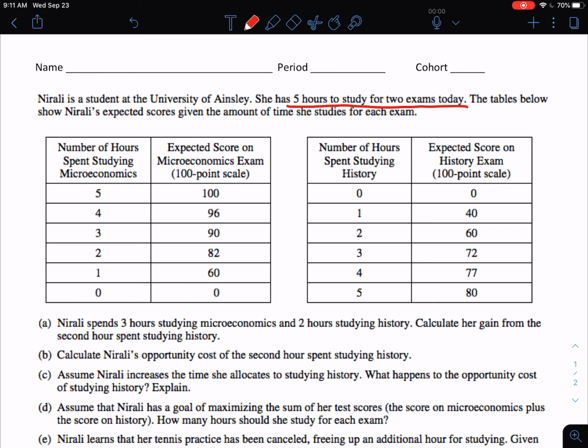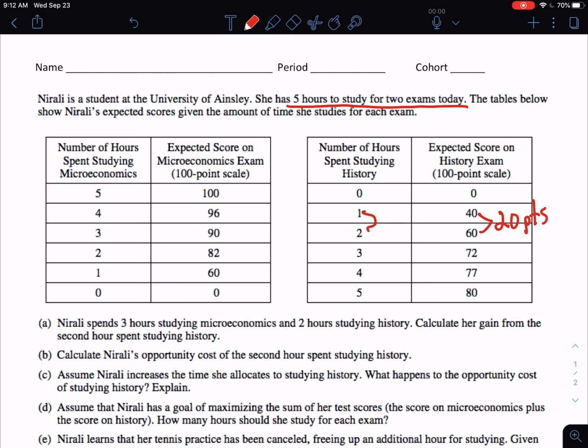All right, so beginning, Nirali spends 3 hours studying micro and 2 hours studying history. Calculate her gain from the second hour spent studying history. So when she goes from the first hour to the second hour, how much does she gain? And the answer, of course, is she goes from 40 to 60, which is she gains 20 points on the exam. That second hour earns her 20 points, from a 40 to a 60.